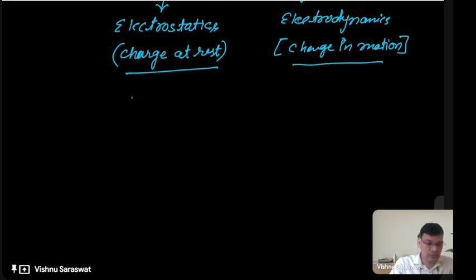When the charge is at rest, we discuss electrostatics. This is the positive charge and this is the negative charge, and the field lines start from the positive charge and end at the negative charge. But in electrodynamics, charge in motion produces a magnetic field as well, and current, which we will study in the later part.